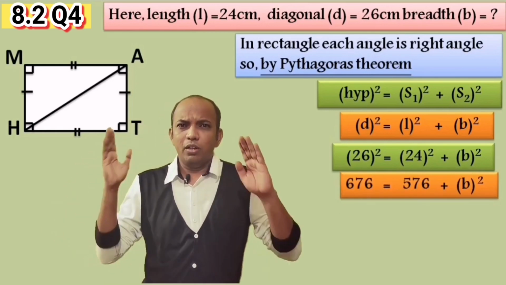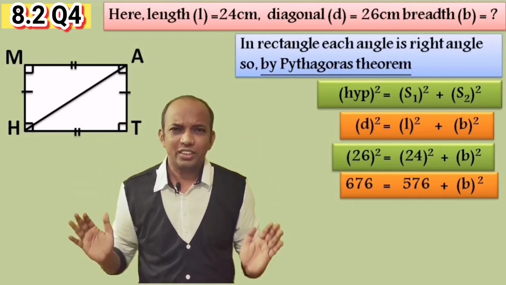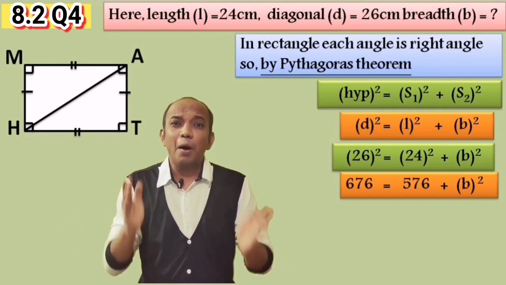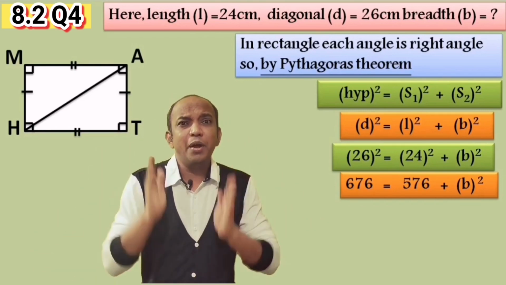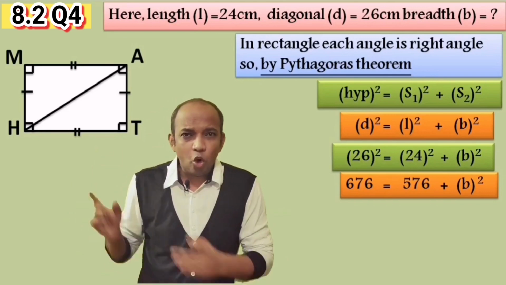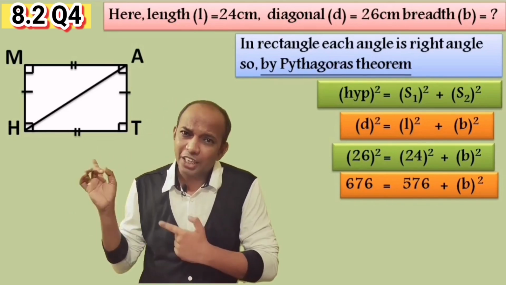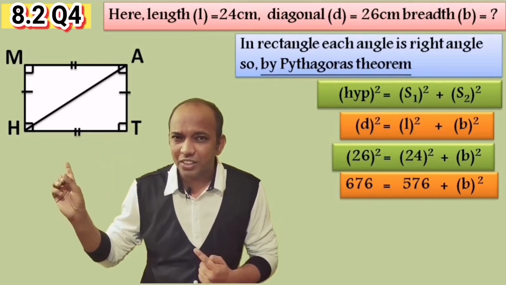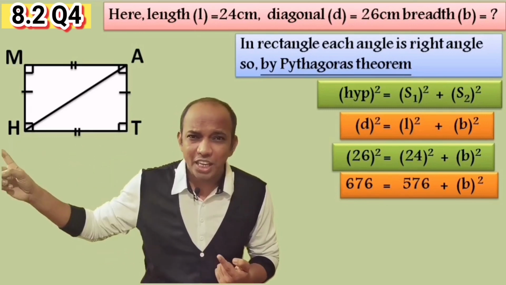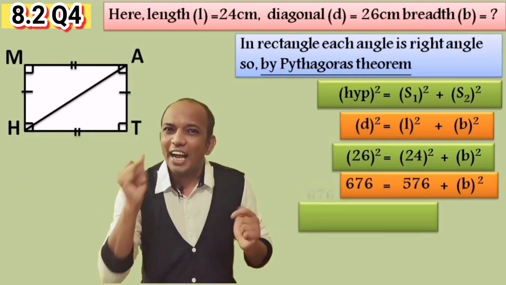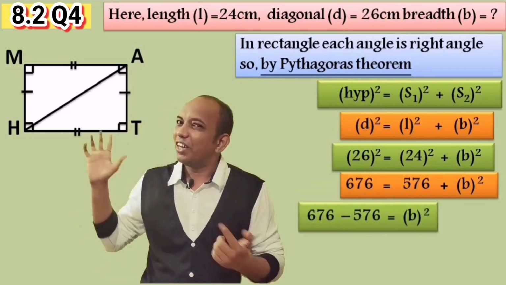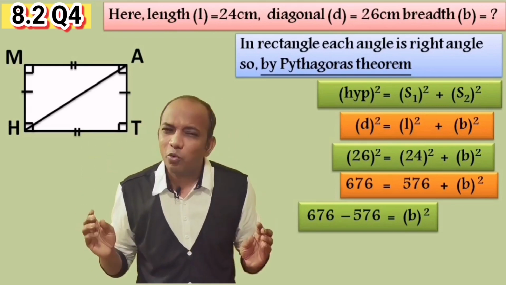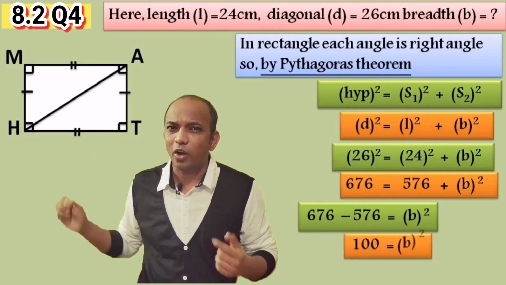Now the rule to solve any equation: we have to make two parts of the equation in such a way that numbers without letter should be on one side, numbers with letter should be on one side. So over here 576 is without letter. I need to send it towards the 676. How to do it? Of course, 576 is positive. The moment it goes to the other side of the equality, it goes negative. So as a result, we get 676 minus 576 equals breadth square or b square. After carrying out the subtraction, we get the answer 100. So that means 100 equals b square.